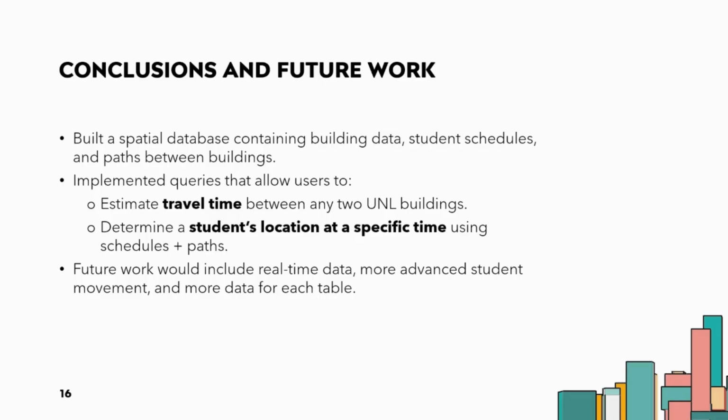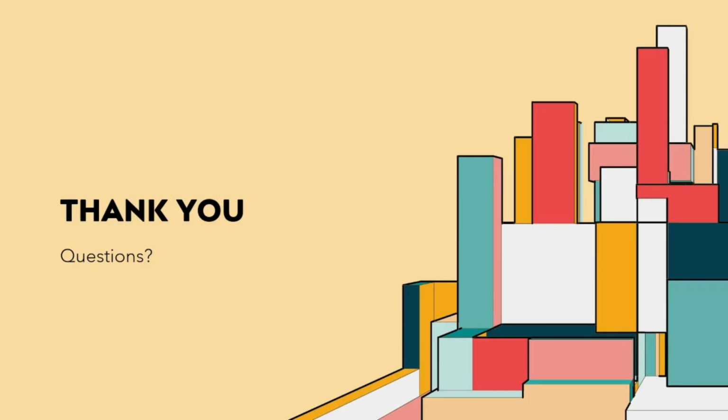All right, so for the conclusions and future work, we built a spatial database containing building data, student schedules, and paths between buildings. We implemented queries that allow users to estimate travel time between any two UNL buildings and then determine a student's location at a specific time using schedules and paths. Future work would include real-time data, more advanced student movement, and more data for each table. Thanks for listening.